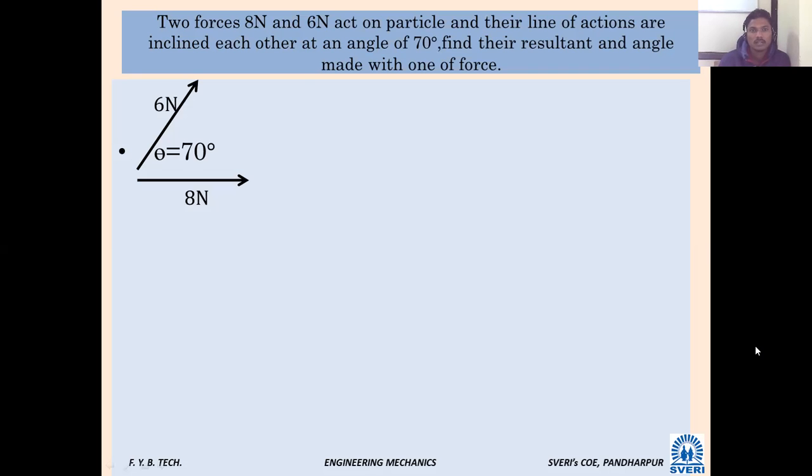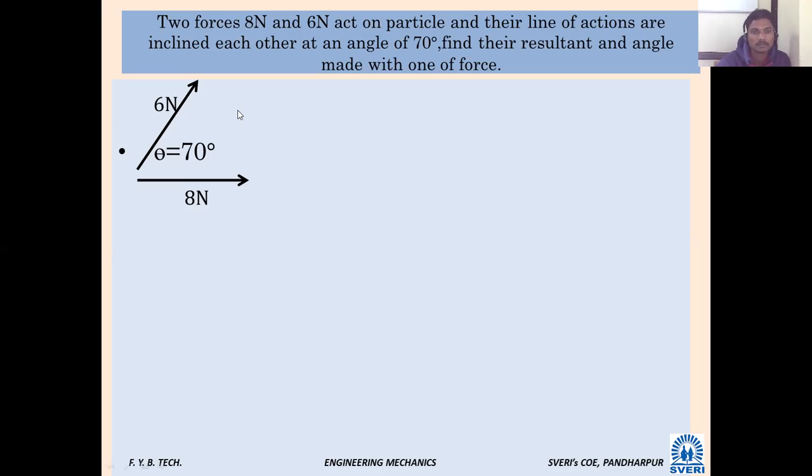Two forces, 8 Newton and 6 Newton, act on a particle and their lines of action are inclined to each other. The angle between their lines of action is nothing but the angle between them only. It is given as 70 degree, and we are supposed to find the resultant and the angle made with one of the forces.